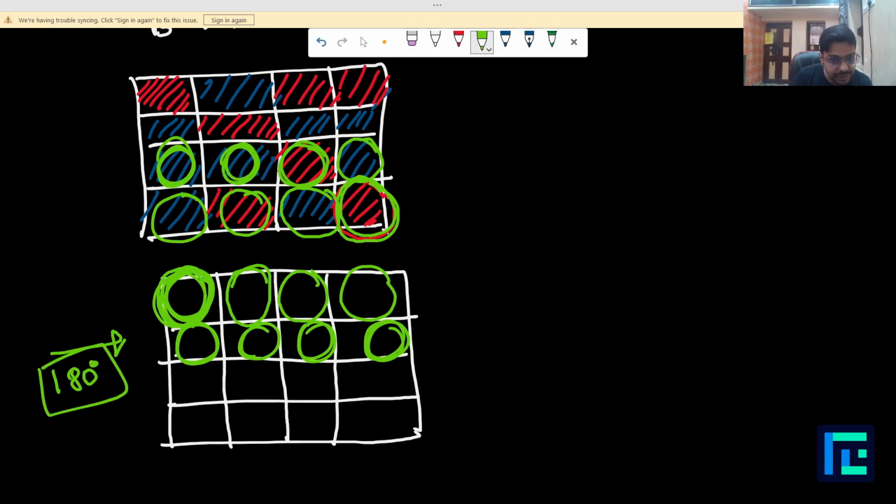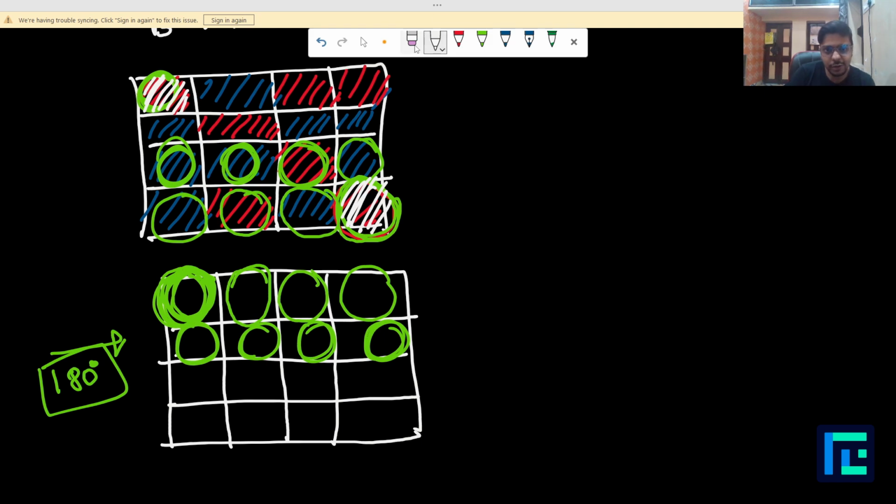So what does this mean? Whatever color was in this cell should come in this cell as well. So this cell is what? This particular cell, right? So this means that the color in this particular cell, color in this particular cell, and color in this particular cell should be exactly the same. This is what the question demands.